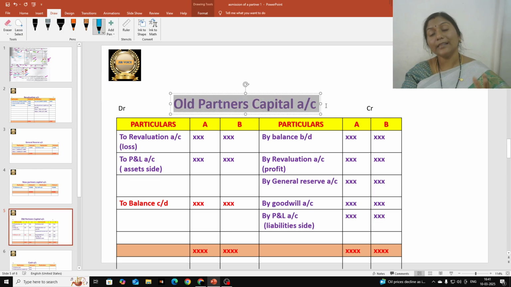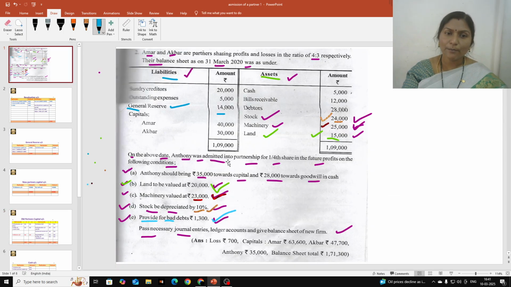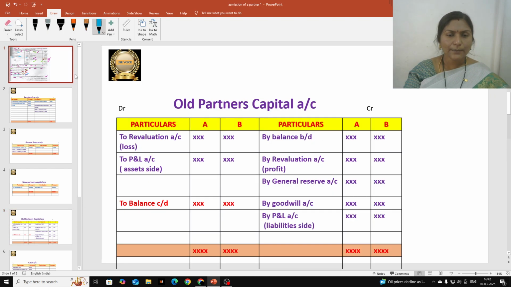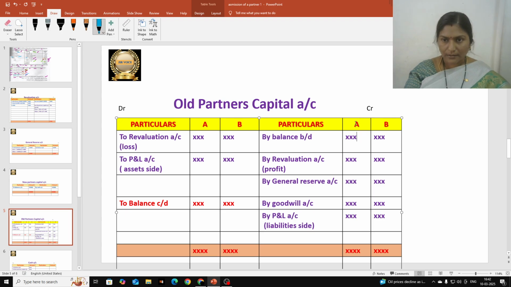How much capital they already have in the business will be recorded here first on the credit side, in the place of by balance brought down. From where can we get these capitals? From the balance sheet in the question. You can see capitals, liability side, last item: Amar capital 40,000 and Akbar capital 30,000. You can take these two values and record them there. By balance brought down, Amar capital is 40,000, Akbar capital is 30,000. So we will write here 40,000 and here 30,000. And before that we should change the names of those.